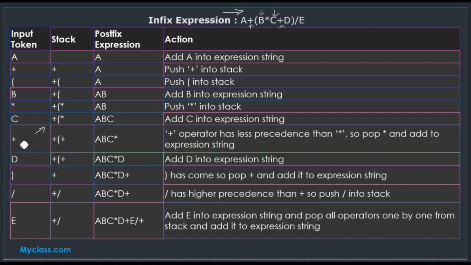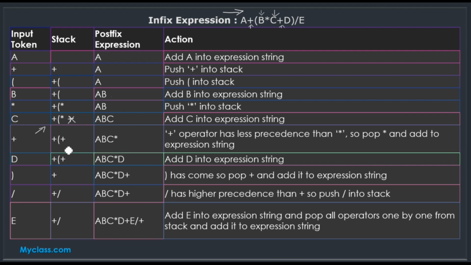Our scanned character is an operator and our topmost element is also an operator. We want to check the precedence. If the topmost element has the higher precedence, then we can't put plus into this position, because this has the higher precedence and this is the lower precedence. It is not a fair thing that a lower precedence operator is lying above the higher precedence operator. It is not possible. So we are popping the star into the postfix expression.